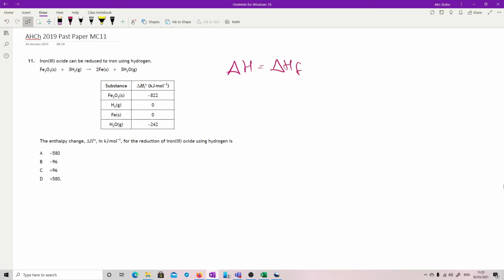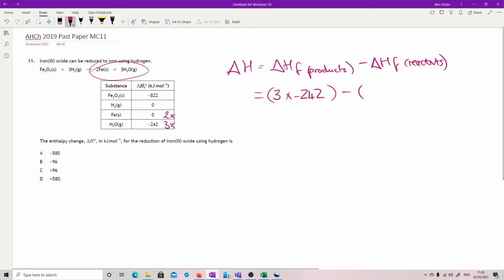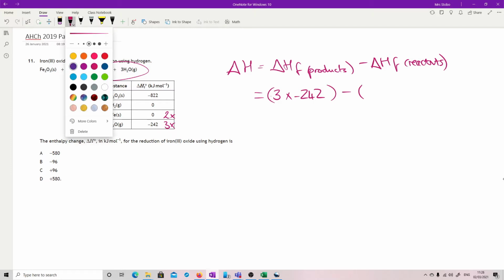So delta HF of your products minus delta HF of your reactants. And that's it, you're just going to plug this in. Okay, so products is these two, so I'm looking for 2 times this and 3 times this. So I'm going to just ignore my zero number. Okay, so minus, and our reactants, just making it clear.